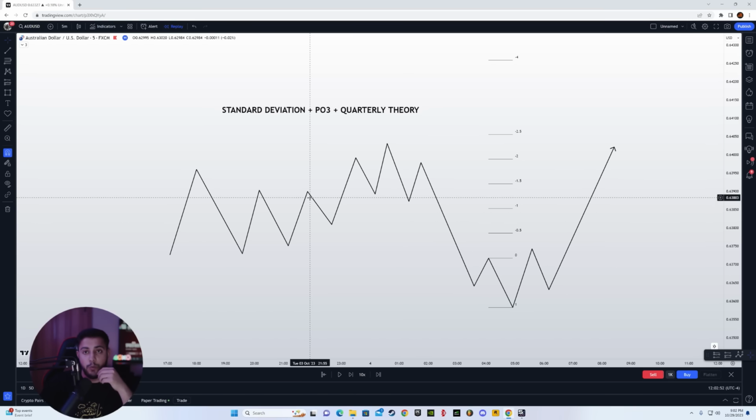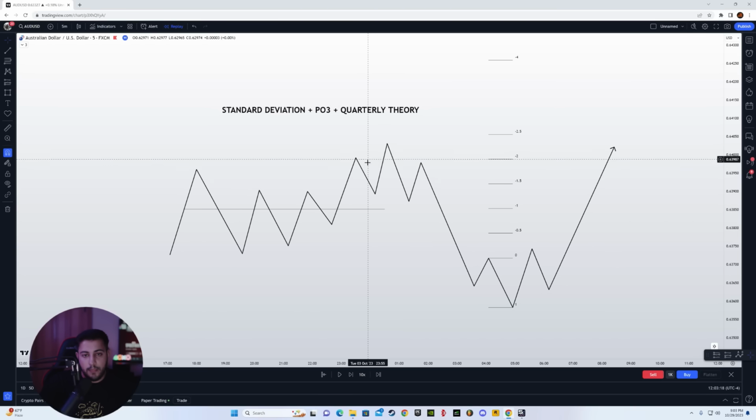So let's suppose that we are trading the daily power of 3. You want to mark out the opening price of the daily candle. Each and every single candle is going to have a power of 3. Like 95% of the candles are going to have power of 3, right? So mark out the opening price of your daily candle, could be this. You can also trade the weekly power of 3 and monthly power of 3. So we have the opening price, right?